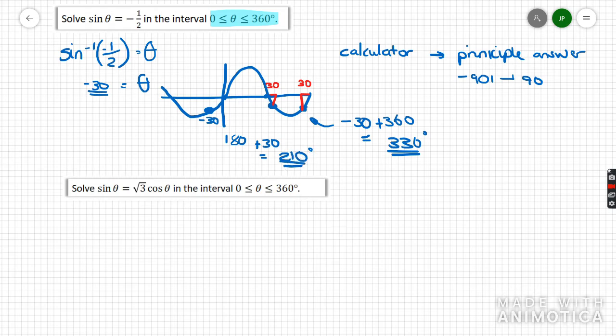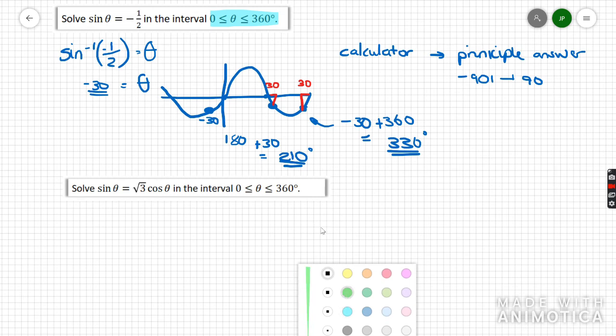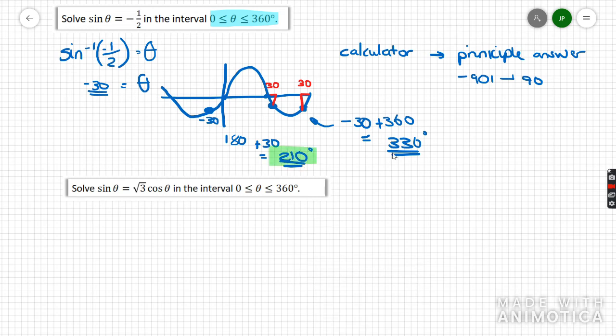So the answers I'm interested in aren't always necessarily the ones that come out of the calculator. The two answers I want are 210 and 330. The minus 30 I've got up here is of no use to me. It helps find the other ones, but that is not an answer you would give.